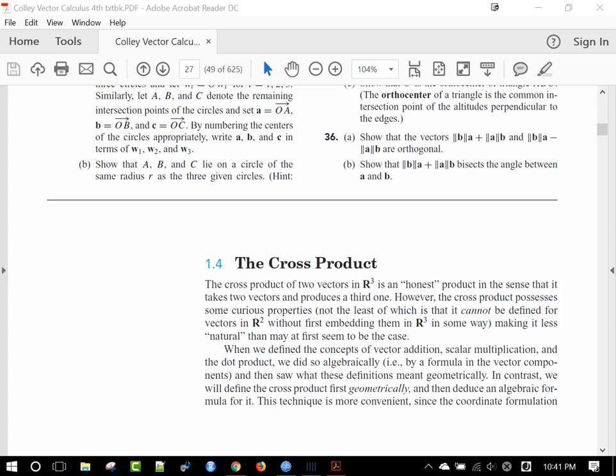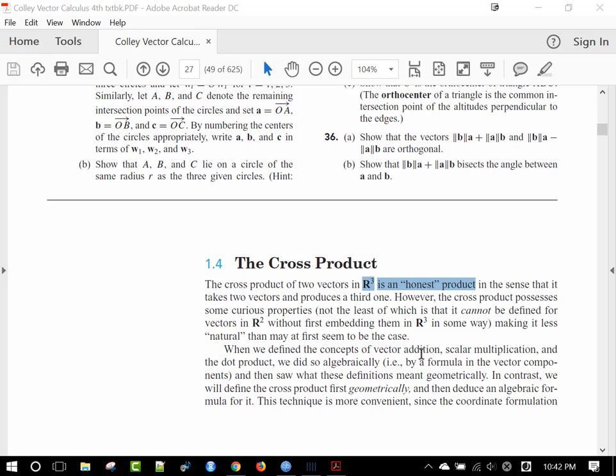Okay, the next topic is the cross product, and the cross product is different than the dot product. The dot product, remember, was also called the scalar product because it resulted in a scalar number, but the cross product gives you a vector, so they call it a vector product, because you take two vectors and you get a new vector. So they said that when we defined the dot product and vector addition and so on, we defined them all algebraically. We didn't define them in terms of thinking of the pictures of them.